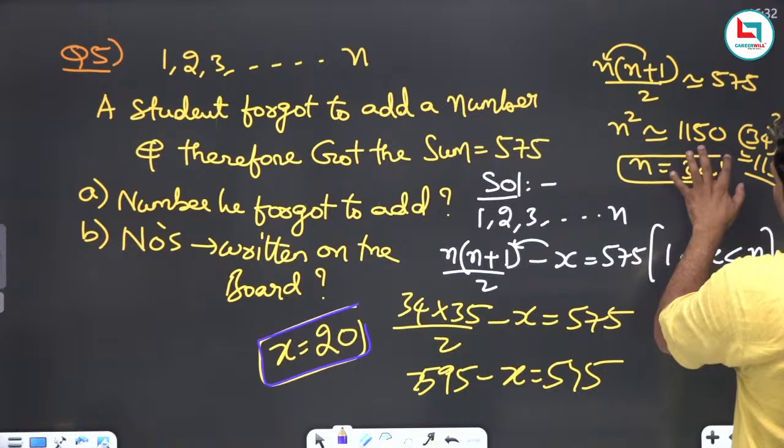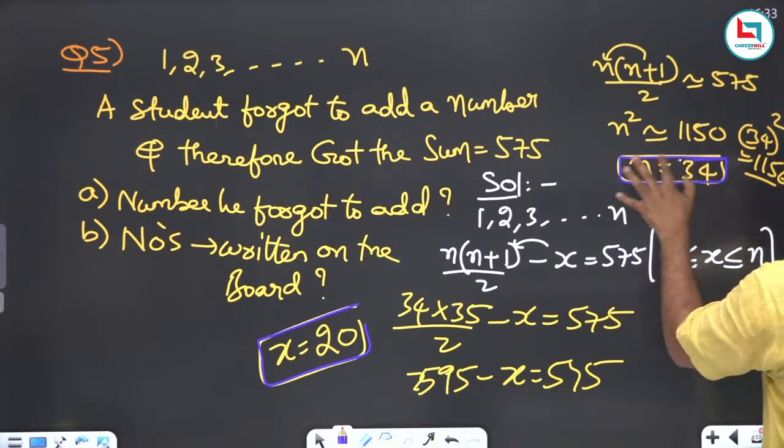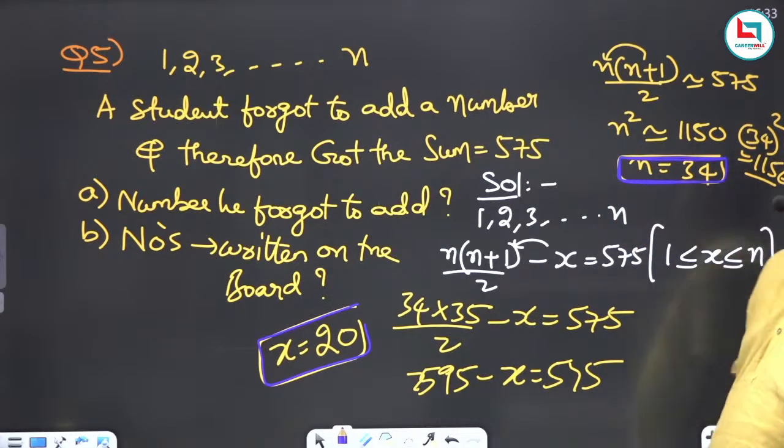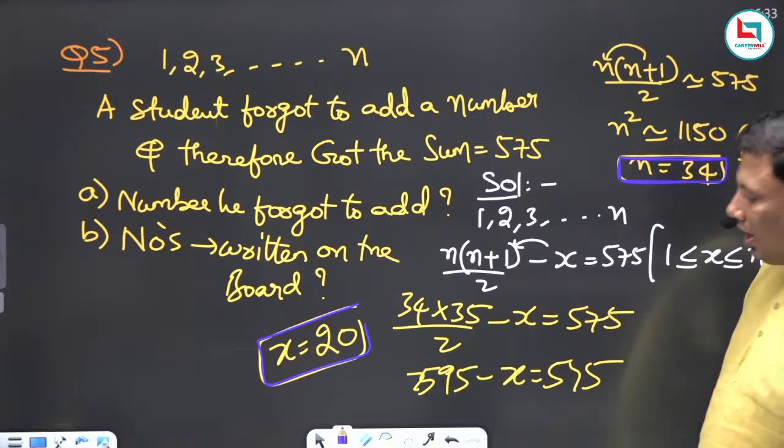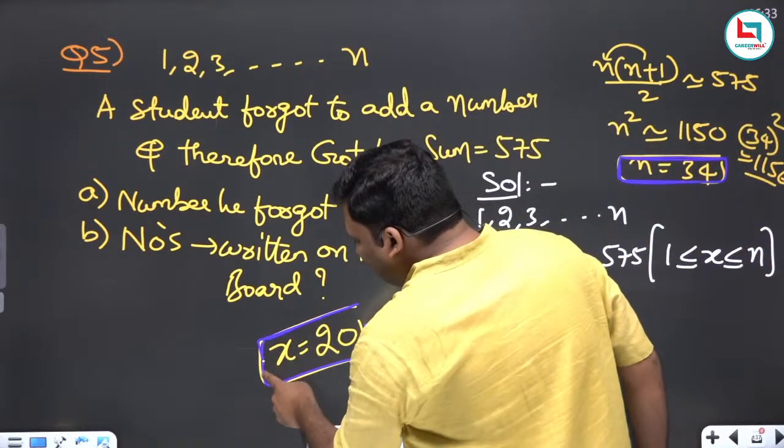How many numbers were written on the board? 34 numbers were written on the board, and the number forgot to add is 30.